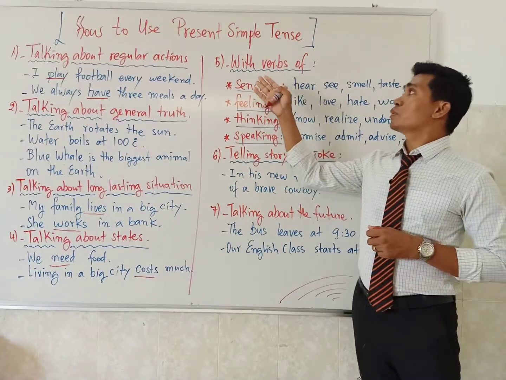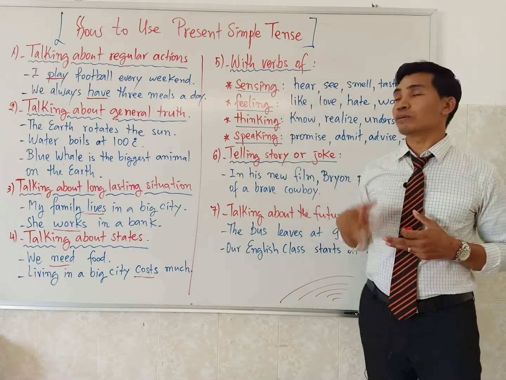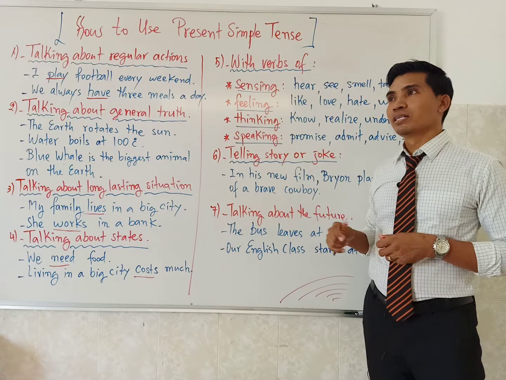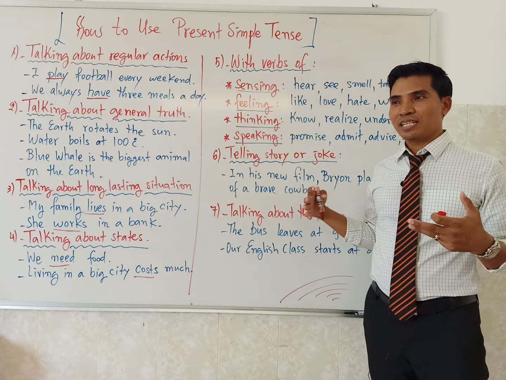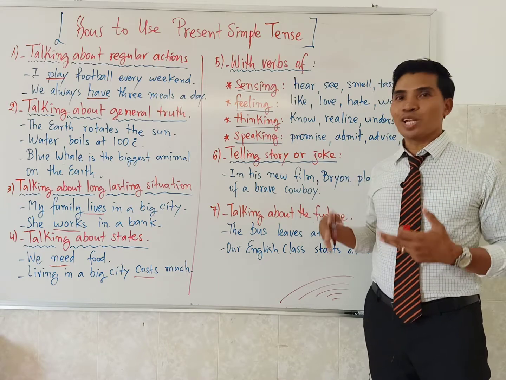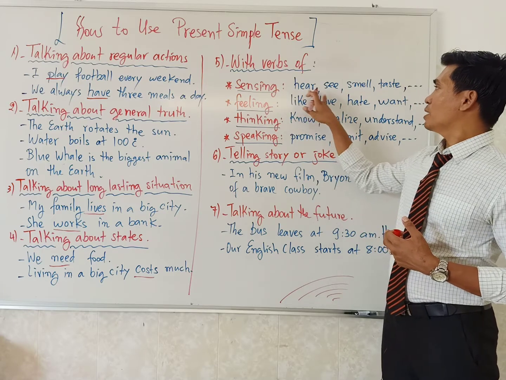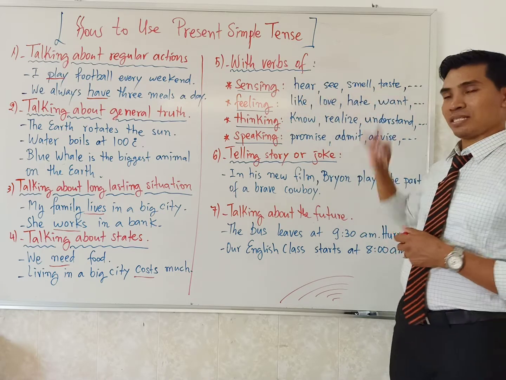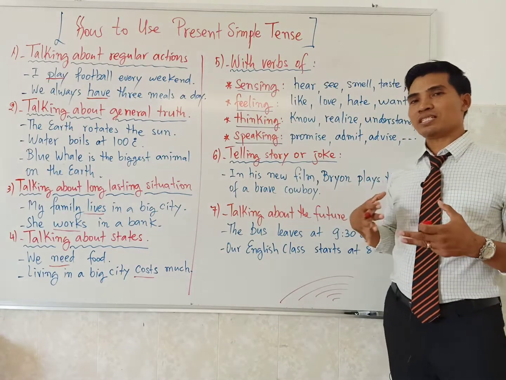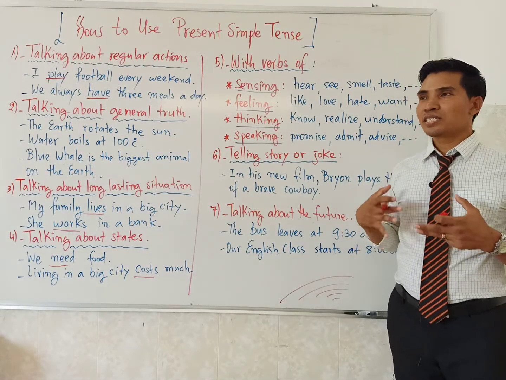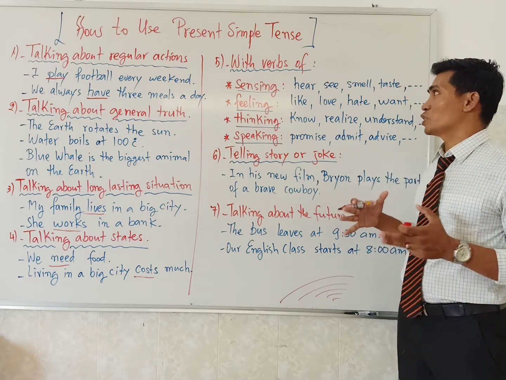We use the present simple tense with verbs of, like, sensing. Okay, sensing refers to the 6 senses that human beings have. So like the verbs hear, see, smell, taste. So you can say this pizza tastes good. You cannot say this pizza is tasting good. Okay, we cannot use the ing form.